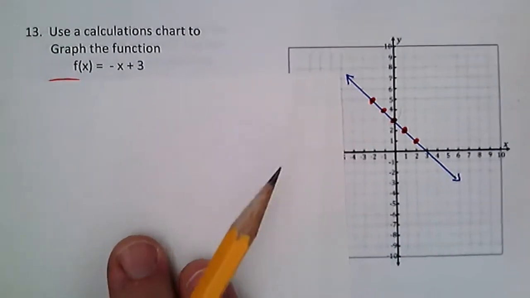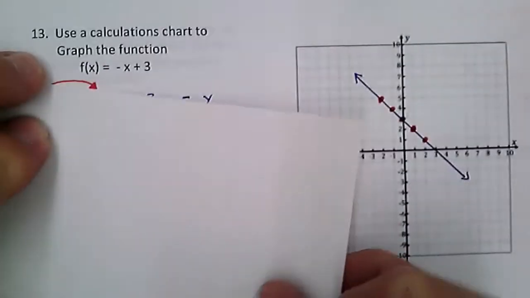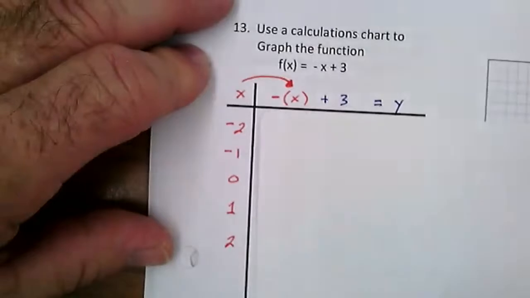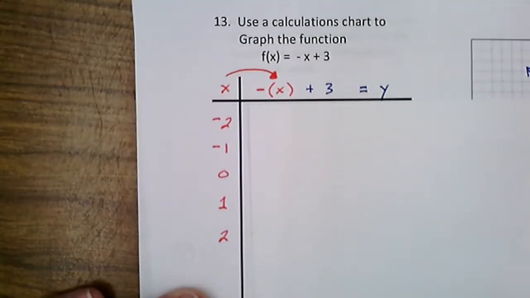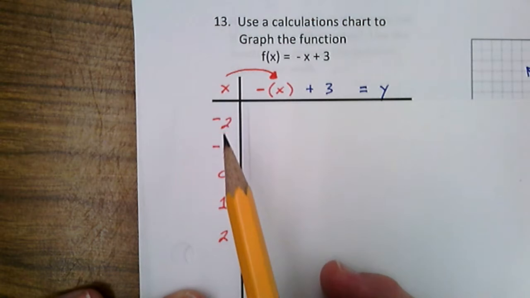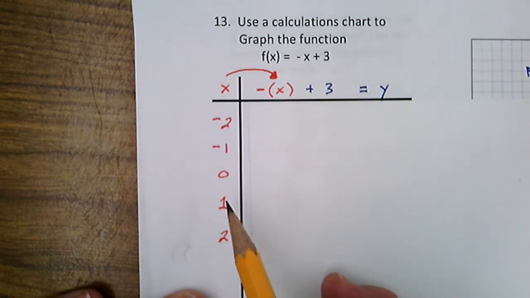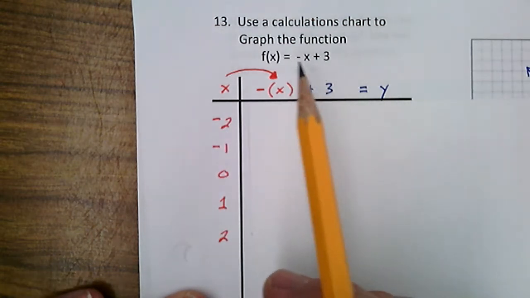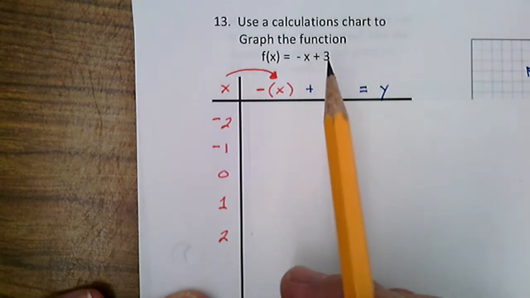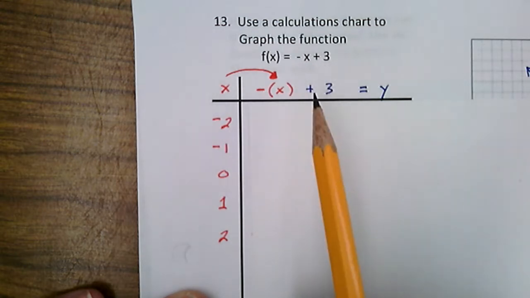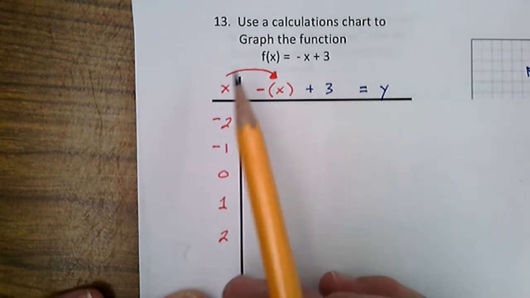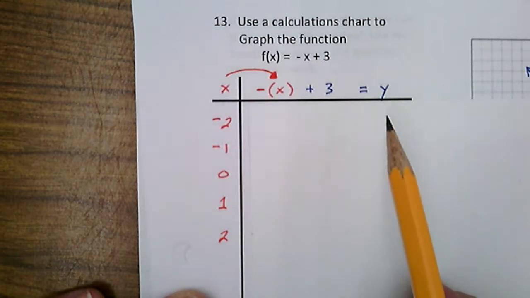So when we plug values into our calculations chart, I've told you that when they don't give you numbers, then pick these 5: negative 2, negative 1, 0, 1, and 2. So we want to pick those 5. And then here's the body of my function, negative x plus 3. I'm going to plug these in one at a time, and I'm going to get an output.